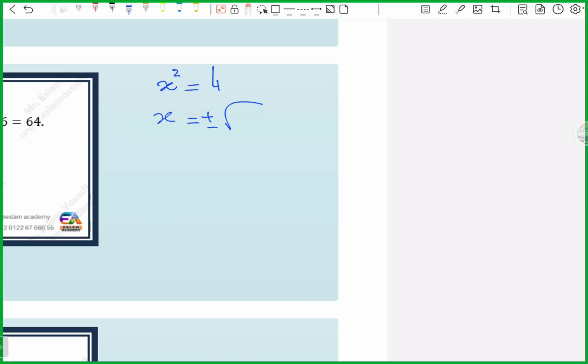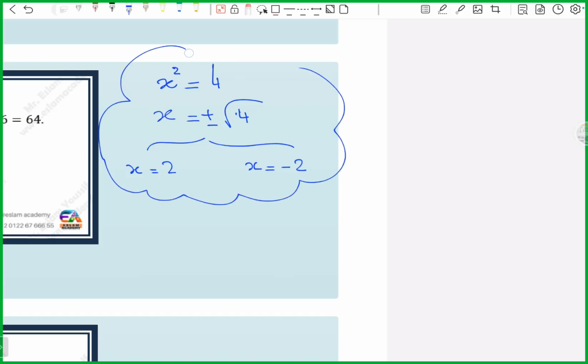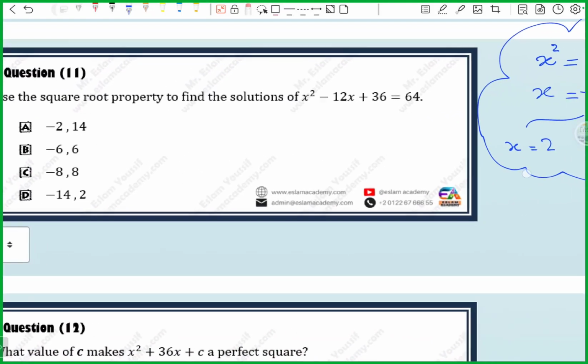Root means only one answer. Positive or negative means two answers. You understand the difference? So it's positive or negative 2. So we have now two solutions. Could be the first one equals 2, or the second one equals negative 2. You understand this one? That's called the square root property. So we need to solve using the square root property.